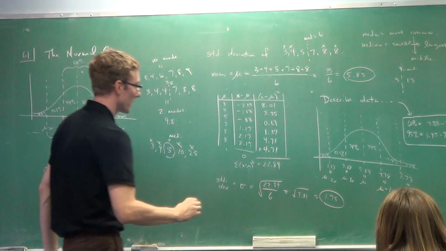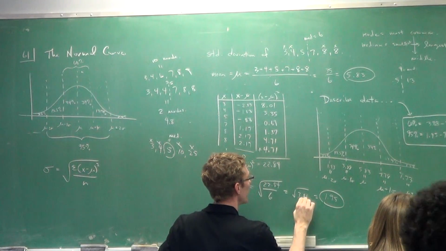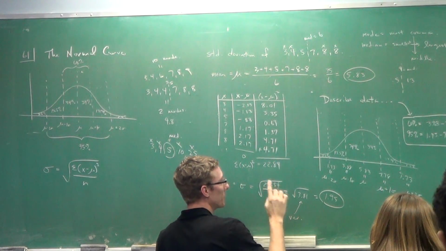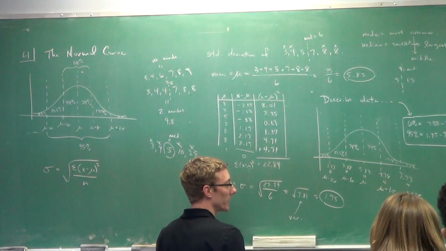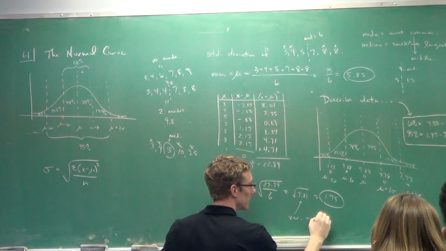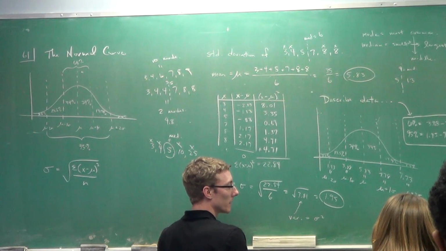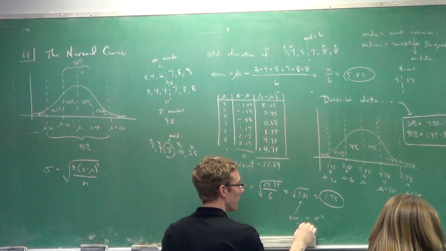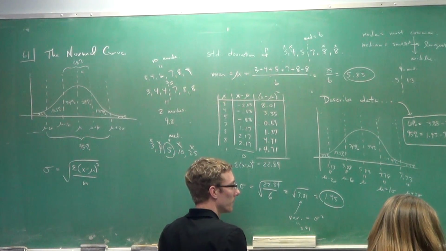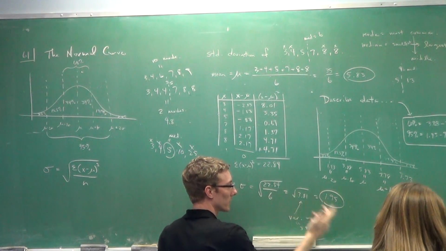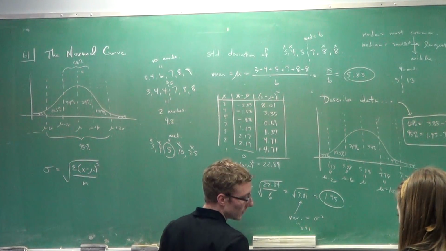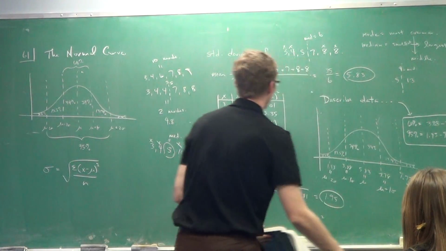The last thing you'd see, possibly, is variance. Variance is the number that you take the square root of to find the standard deviation. The variance is equal to the standard deviation squared, in other words. So in this case, the variance would be 3.81. It's basically the number that you take the square root of to find the standard deviation. If you're ever asked that, now you know.